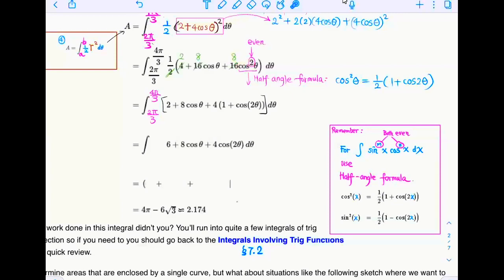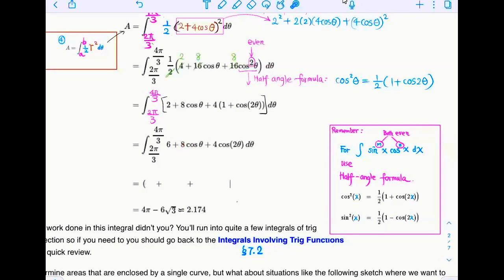Now we just need to combine terms. 2 plus 4 is 6. And now we can find the antiderivative term by term. Everybody tell me, what's the antiderivative of 6 with respect to theta? The whole function right here? 6 what? Theta. 6 theta, okay.